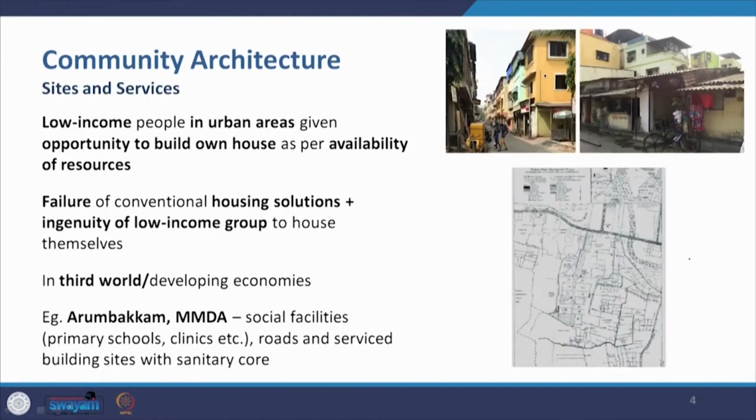Low income people in urban areas are given the opportunity to build their own house as per the availability of their resources. When they have the money, when they have the resources, they can continue building the structure. Therefore, this also in a sense represents the failure of a conventional housing solution where we build a house for the economically weaker section, we build a series of flats and we hand them over.